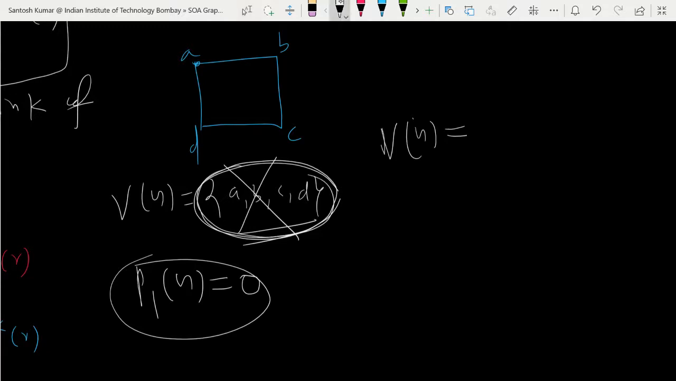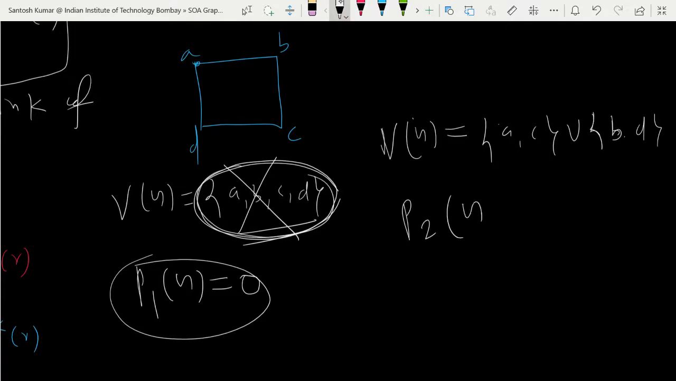AC, BD, sir. AC and BD. Correct. So AC, BD, or you write BD, AC, both are the same thing. Okay, how many such partitions exist? Do you have any more partitions other than this? No, sir. So you have one such partition.